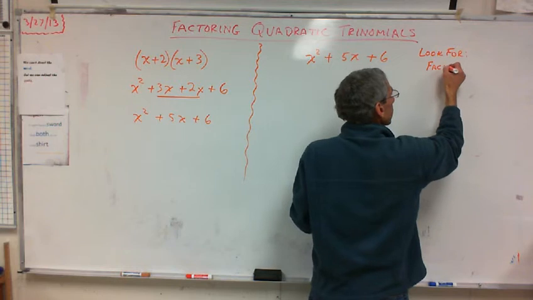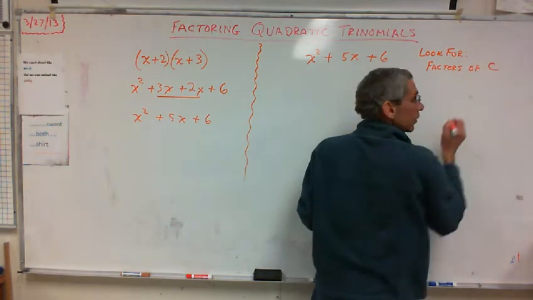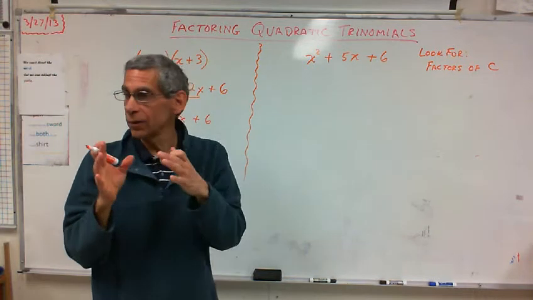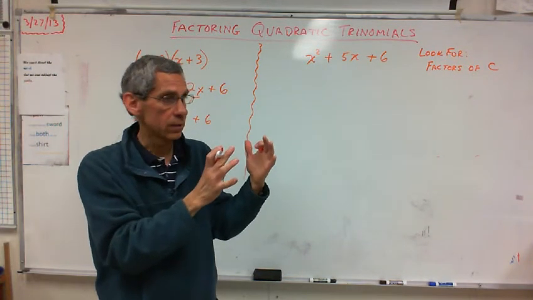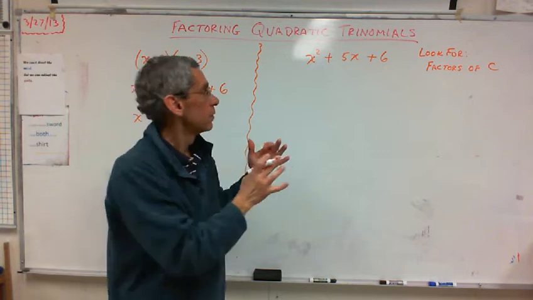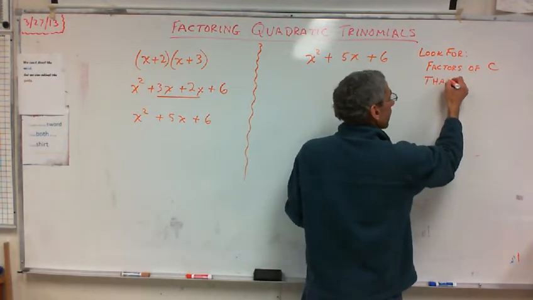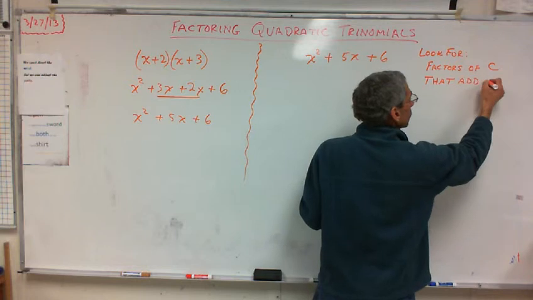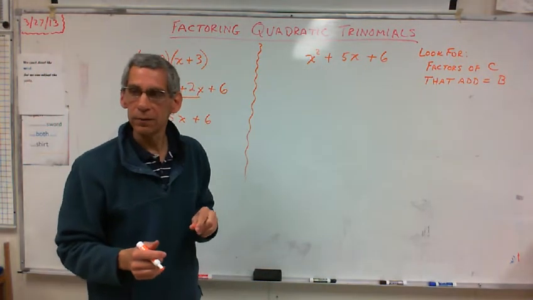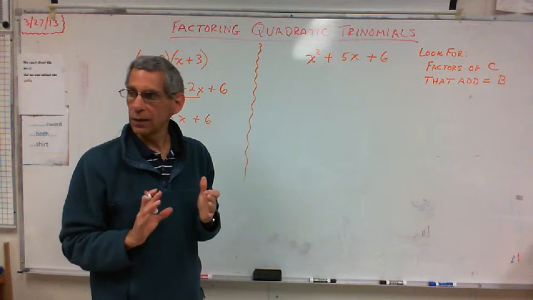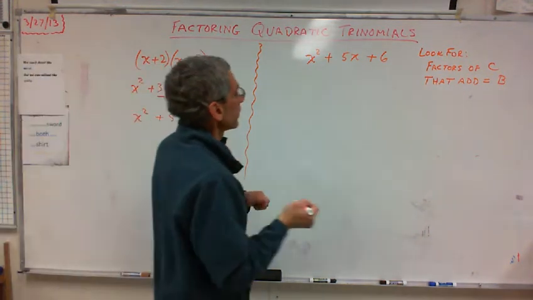Factors of C. I'm going to say C. Remember, like ax squared plus bx plus c? It's that last number. You follow me when I say that? Am I losing anybody on that? Factors of C that add to equal b. Does that make sense? Factors of C that add up to equal b. Okay? So let's think about it.